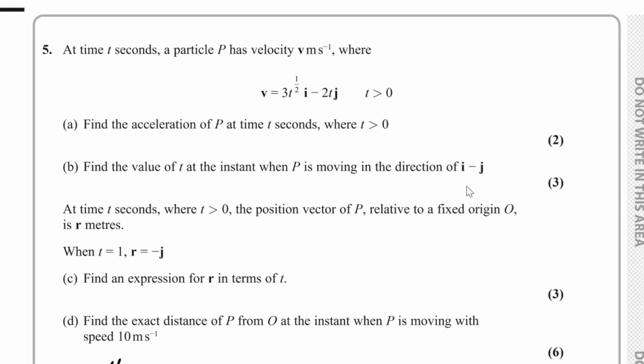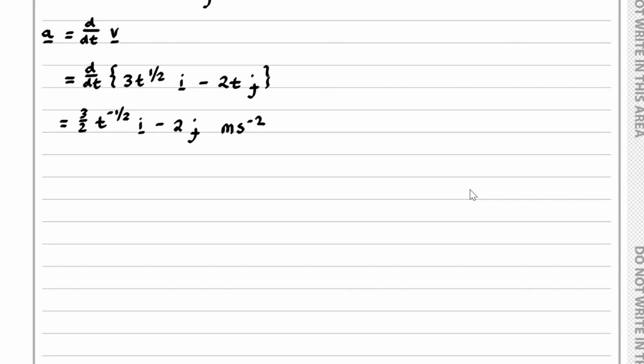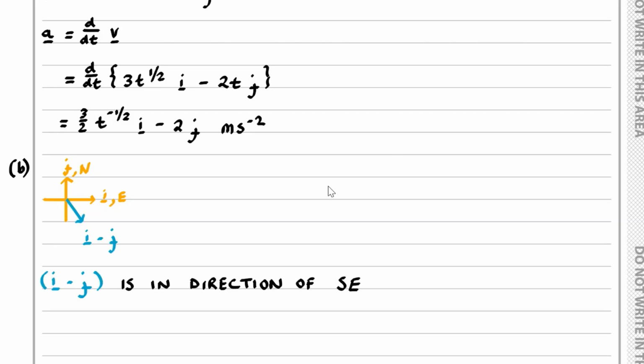Now we have to find the value of t at the instant when p is moving in the direction of i minus j. Here we have a quick diagram. i is in the direction of east, north is in the direction of j. i minus j, which is what we see here, is in the direction of southeast. Southeast. And so therefore, what we can conclude from here, with southeast, i is equal to minus j.